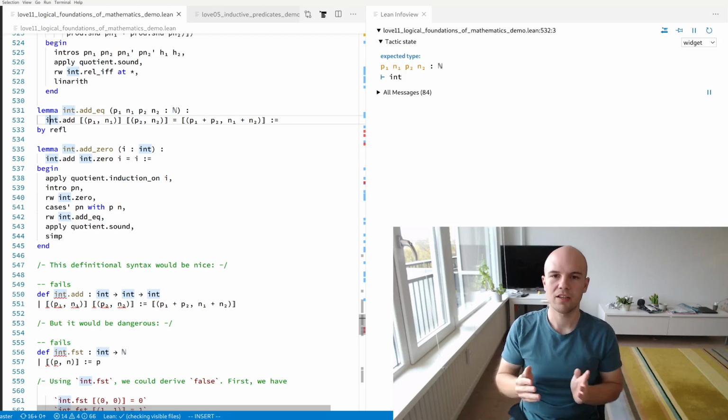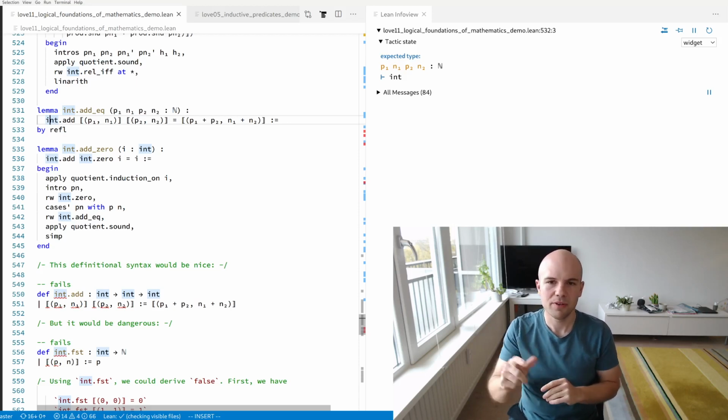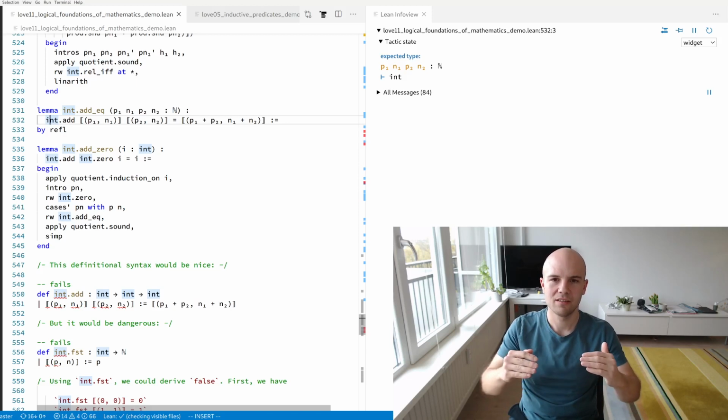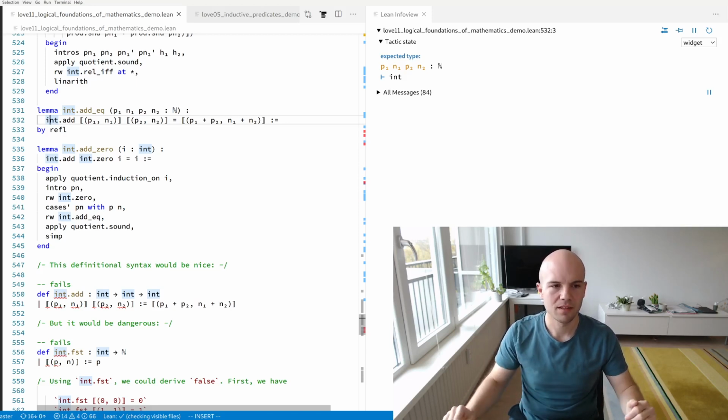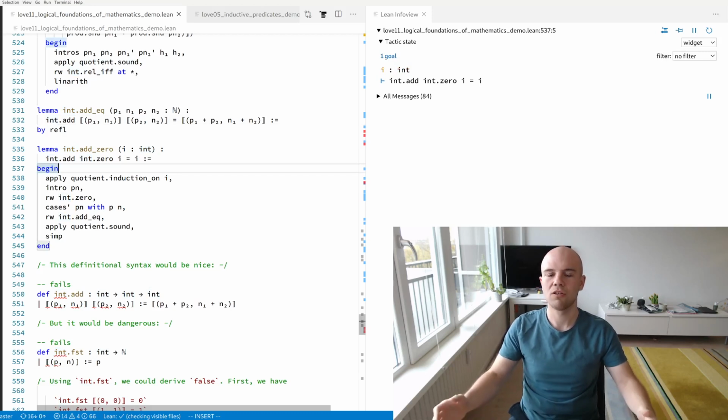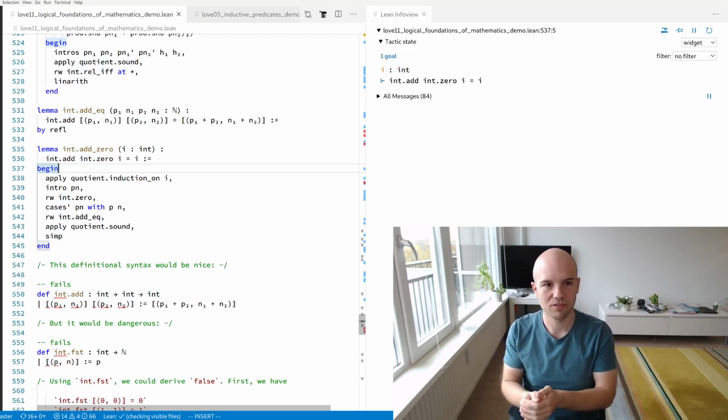So, of course, there are a lot of properties that we want to have of addition. We want it to be symmetric. We want it to be commutative. We want 0 to be a neutral element, so that n plus 0 is n, and 0 plus n is n. And all of those properties lift from the natural numbers. So let us take one of those properties, that 0 plus i is i for all integers. And this is a property that should hold true for all elements of a quotient, so for all integers, and we prove such properties via induction on the quotient.